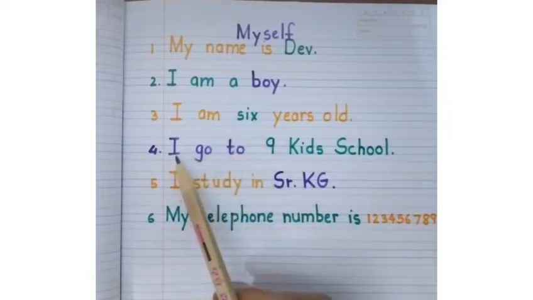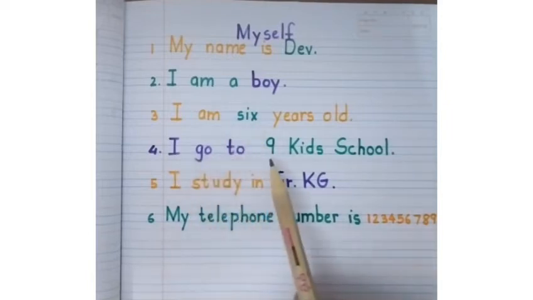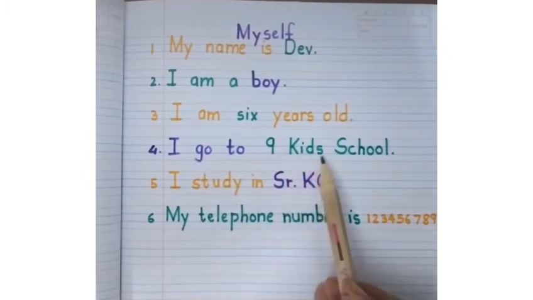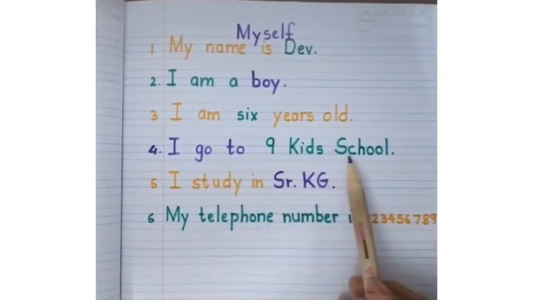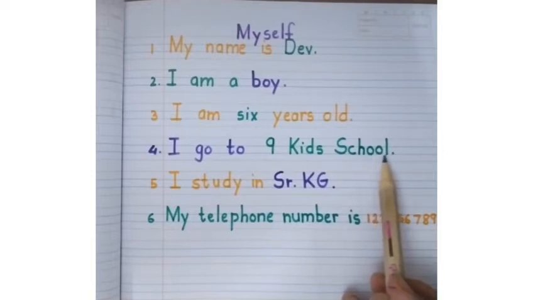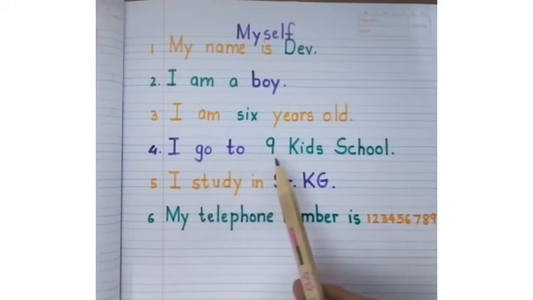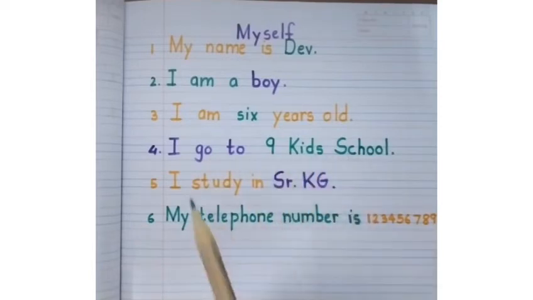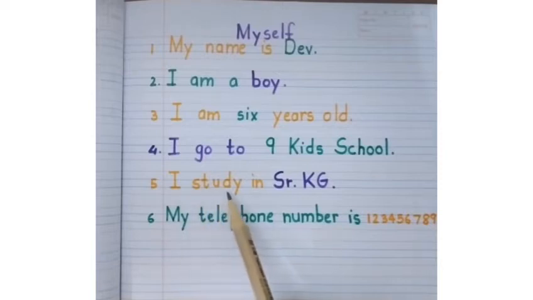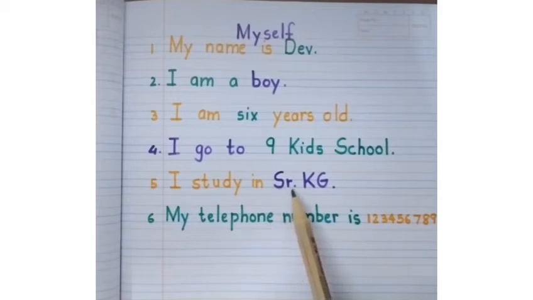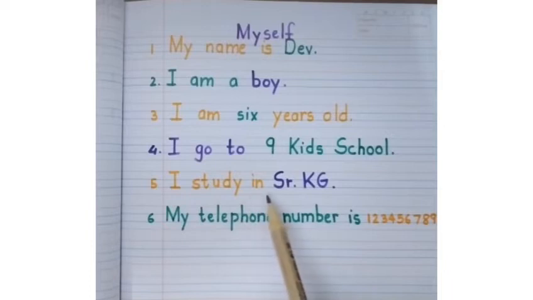The fourth sentence, I go to 9 kids, kids, school, school. I go to 9 kids school. The fifth sentence, I study, study in Sr. KG, senior KG. I study in senior KG.